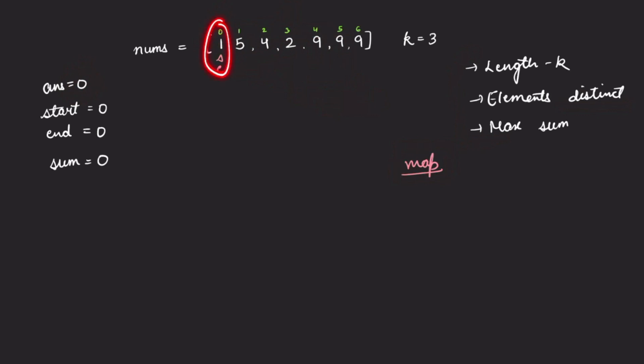So now when you were at this element, you checked whether this one is present in the map or not. You found out that it is not present, right? That means this element can be considered. So what are you going to do? You will do two things.